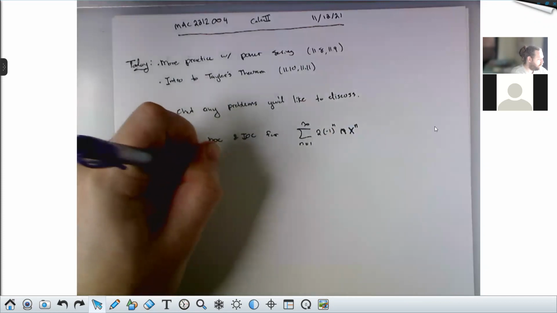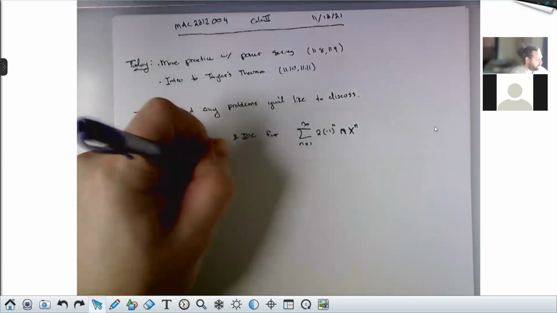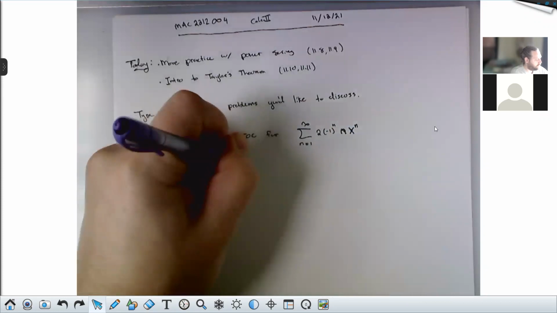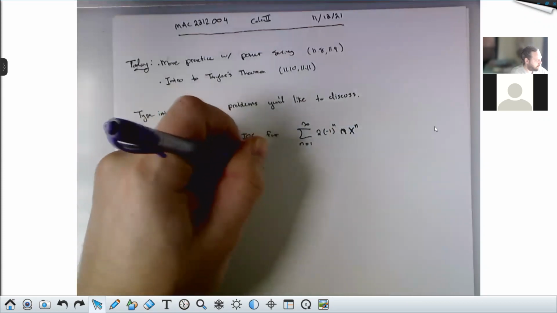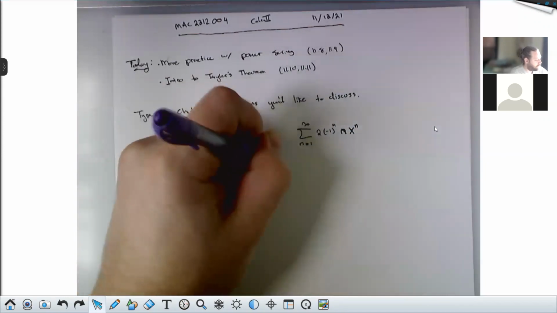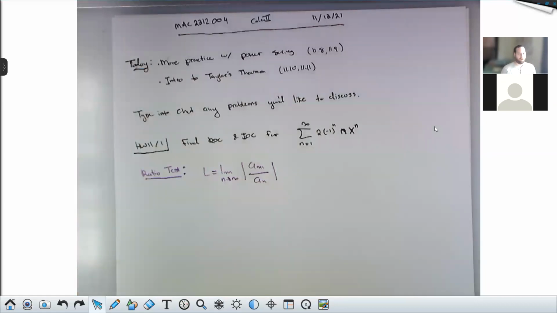So L is, as always, the limit n to infinity, the absolute value a_(n+1) over a_n, where a_n is just the whole thing inside the series, whatever this stuff is. So we're going to crunch out this limit, and that's going to give us some expression in terms of the absolute value of x. And then we're going to set that less than 1. And we'll try to solve for x.